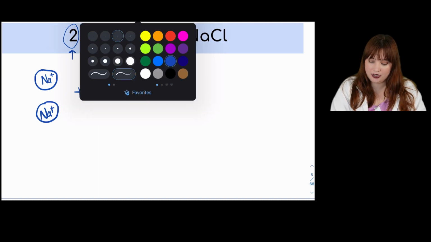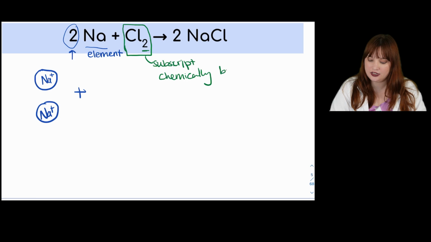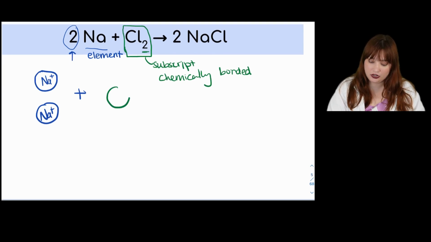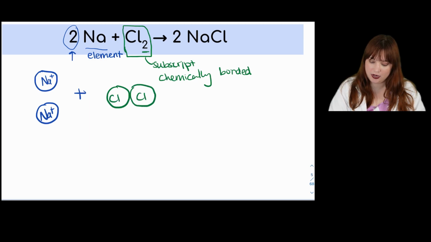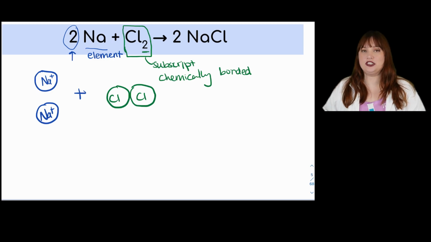Plus, the second part of this chemical equation is this chlorine. This is Cl2 with a subscript of 2. The subscript tells me that this is chemically bonded to each other. So instead of drawing 2 separate atoms like I have with the sodium, for the chlorine, I need to draw 2 circles that look like they're chemically bonded, 2 chlorines that are stuck together. There are different ways that you can represent this.